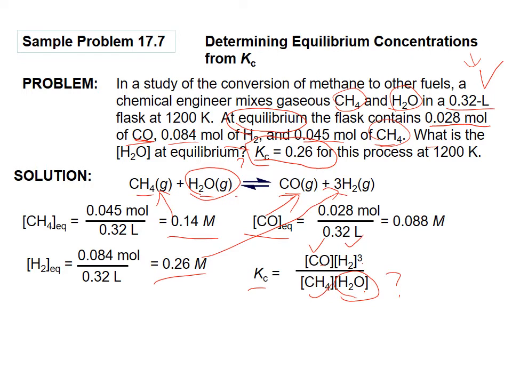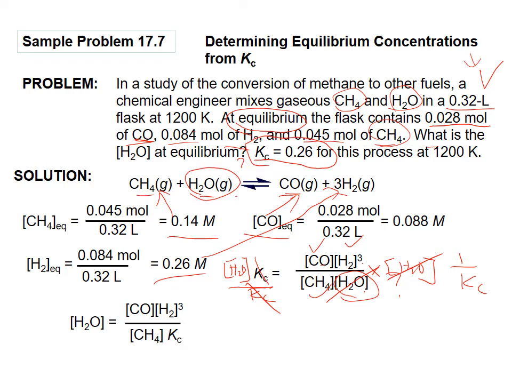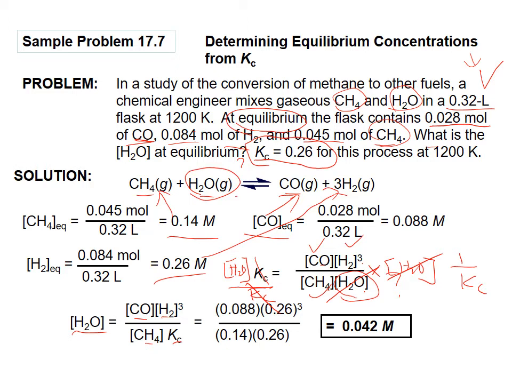For example, we can multiply by the water concentration on both sides, and the equation is still valid. By doing that, the water on the right side is cancelled. And then we can divide by Kc on both sides. The equation is still valid, but now the Kc on the left side is cancelled. So we have this equation: water, that's what we want to calculate, equals carbon monoxide times hydrogen, divided by methane times Kc. Everything is known here, so plug in everything, and we can calculate 0.042.